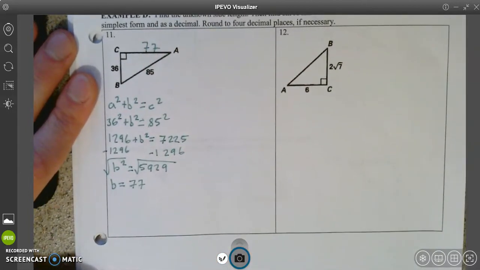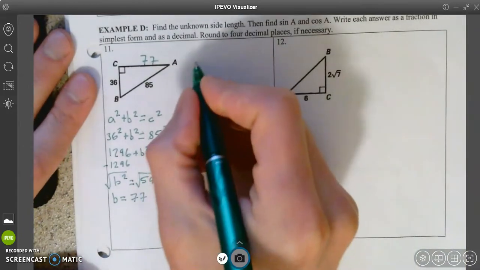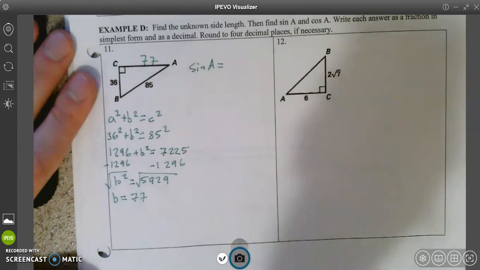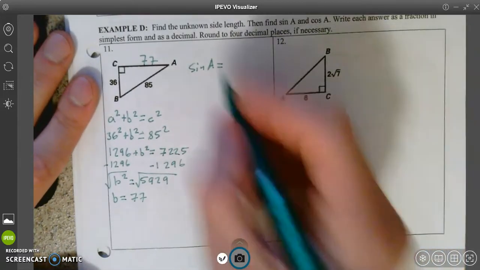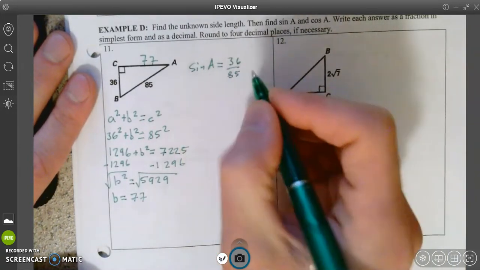So I found this side length. Now we need to find sine of A and cosine of A. So sine of A is equal to, remember sine, so opposite over hypotenuse. So sine of A is going to be 36 over 85.